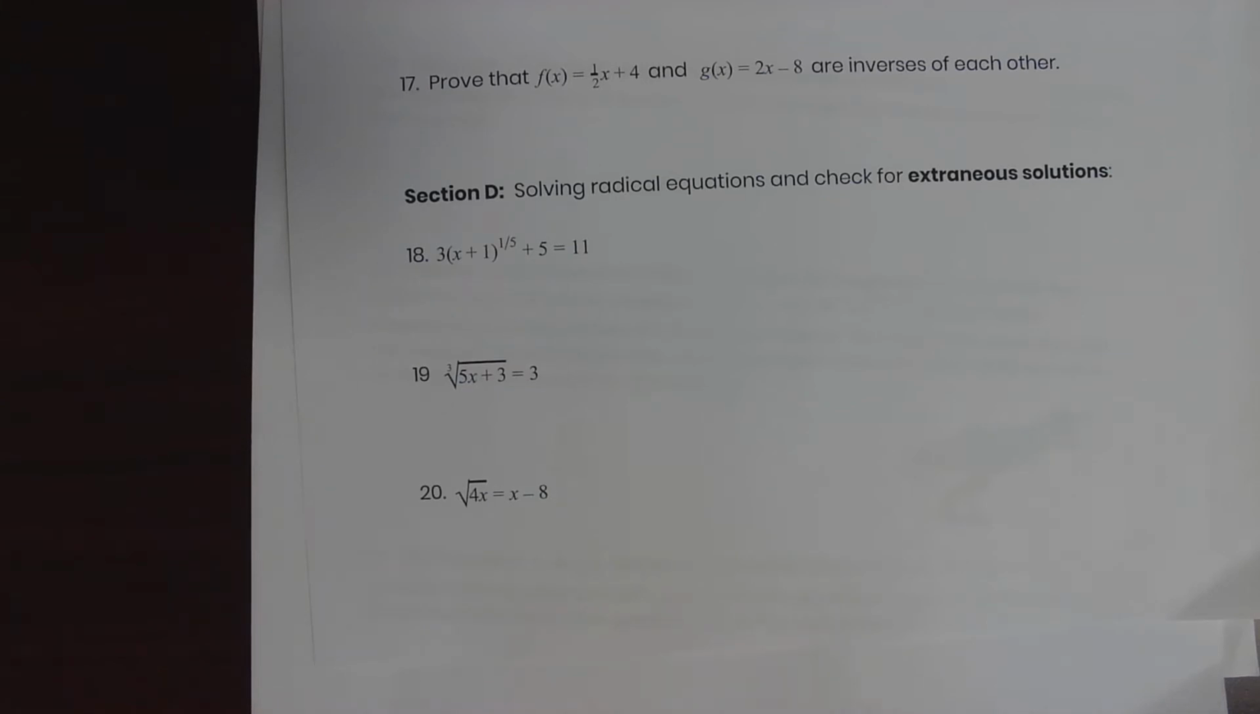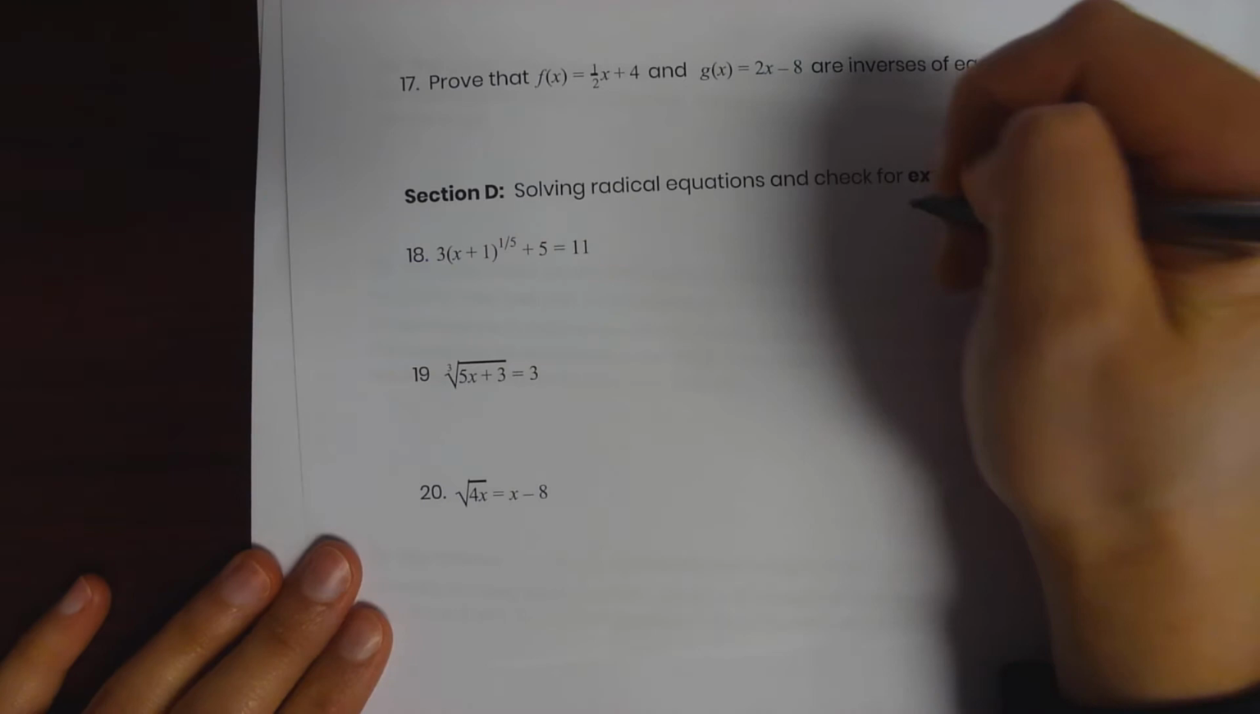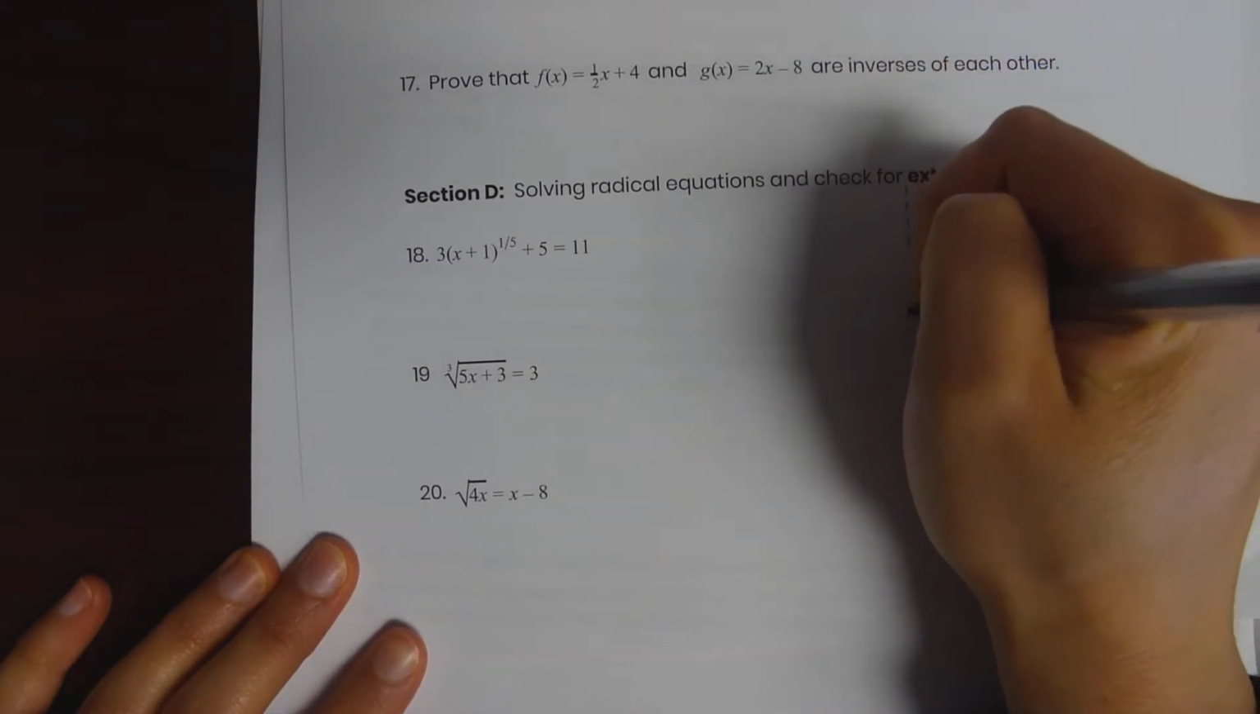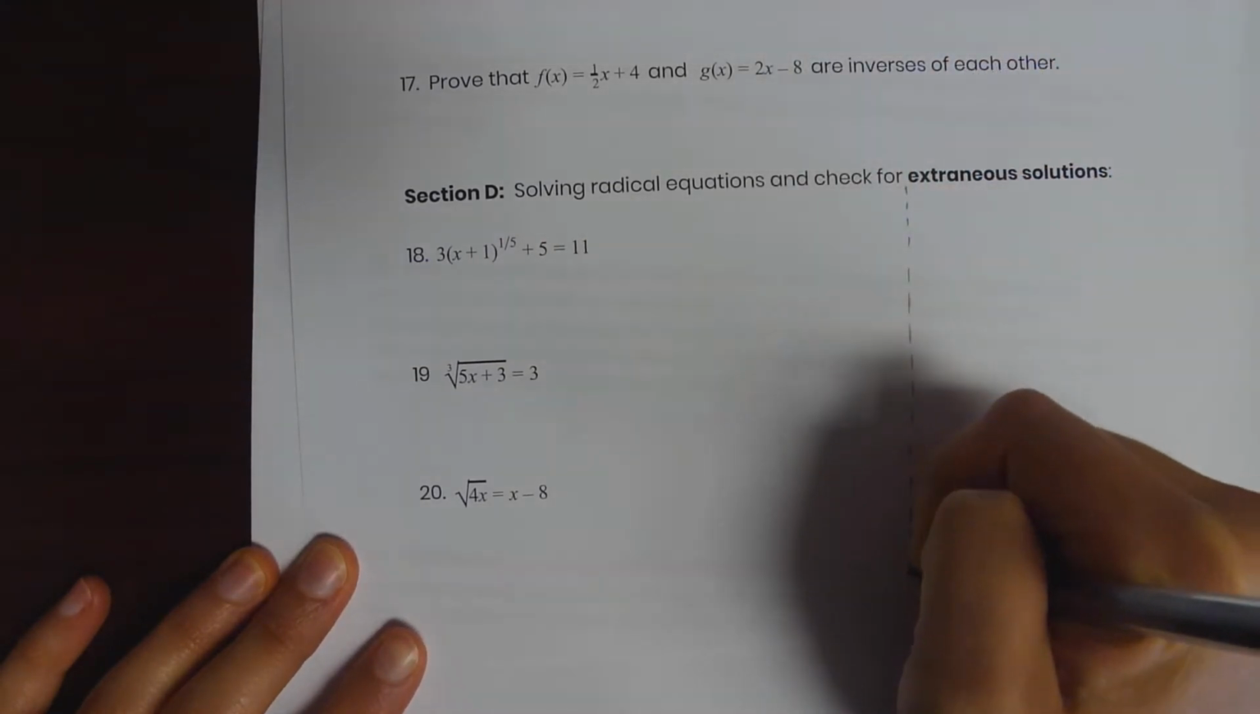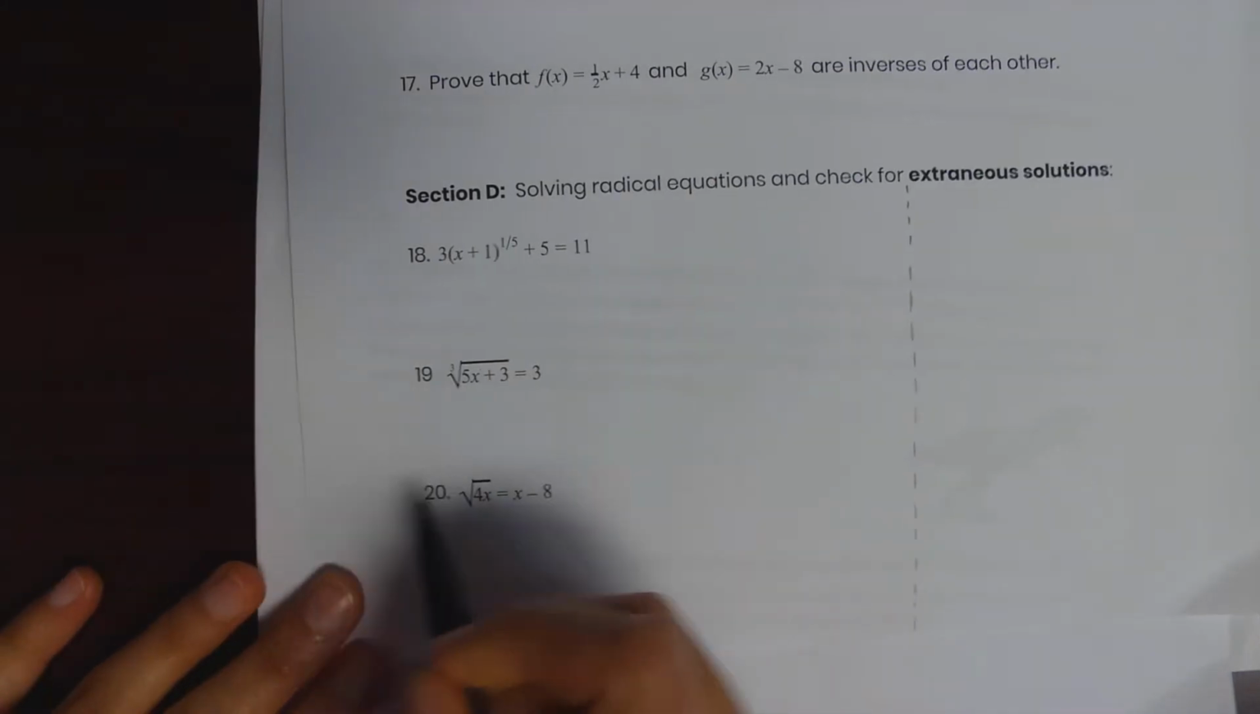Alright, section D, solving radical equations and check for extraneous solutions. So this just means solve for x and then check it. So I'm going to make a little section off to the side for checking the extraneous solutions.